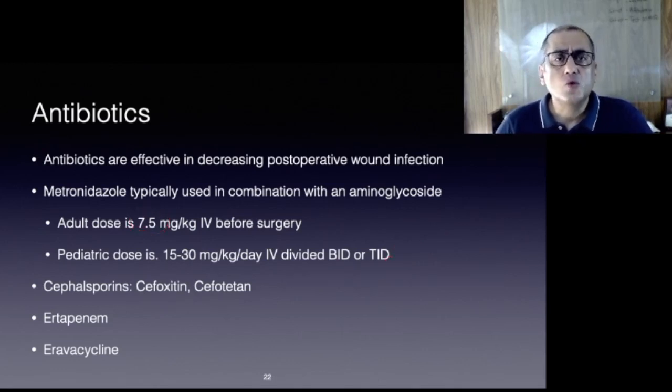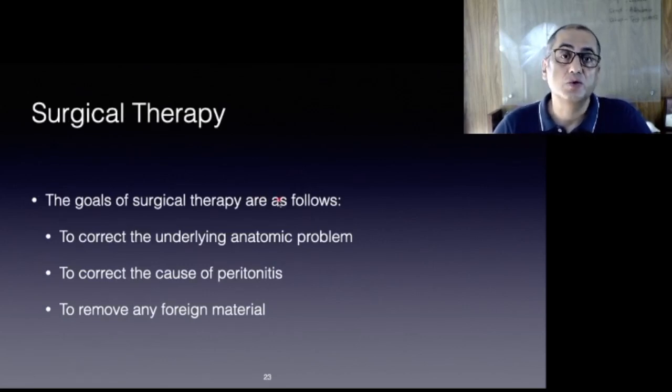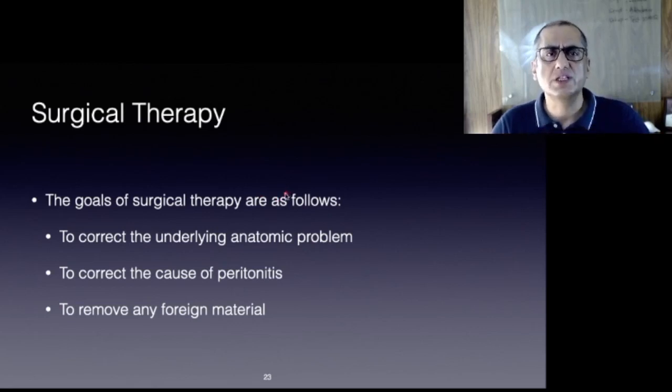Now, the goals of surgical therapy are to correct the underlying anatomic problem, to correct the cause of the peritonitis, and to remove any foreign material present in the peritoneal cavity that might inhibit WBC function and promote bacterial growth, such as feces, blood, bile, and gastric or intestinal secretions.